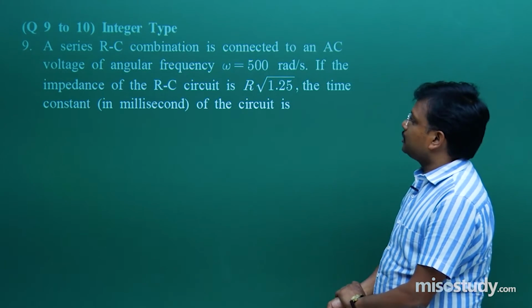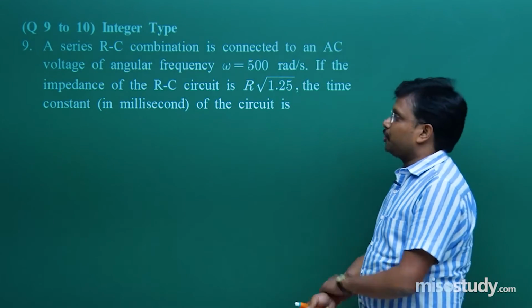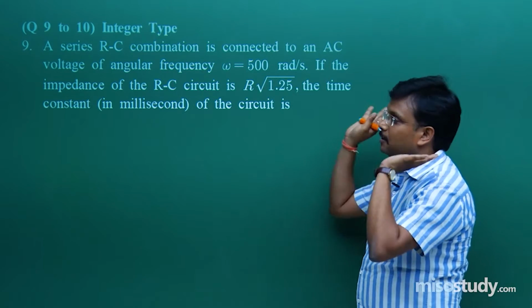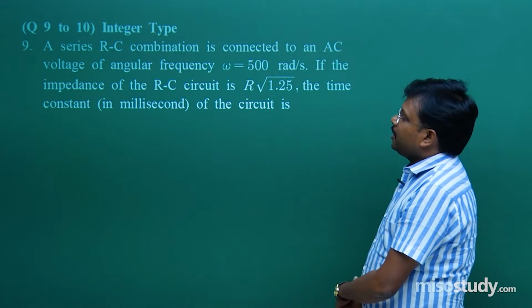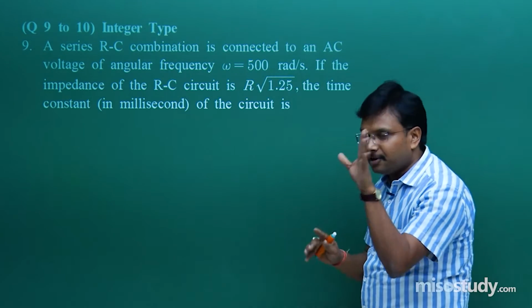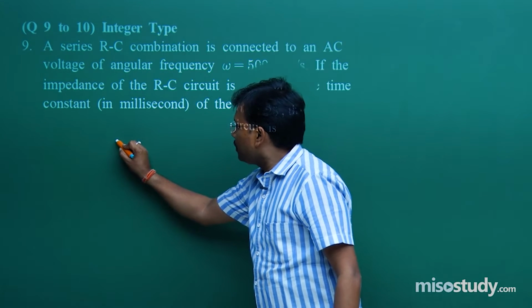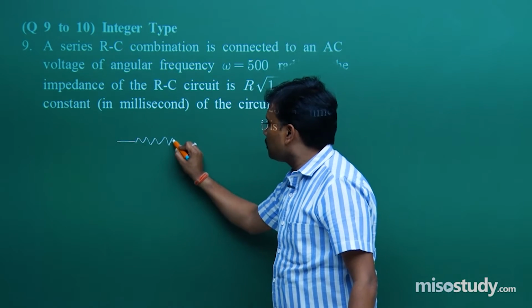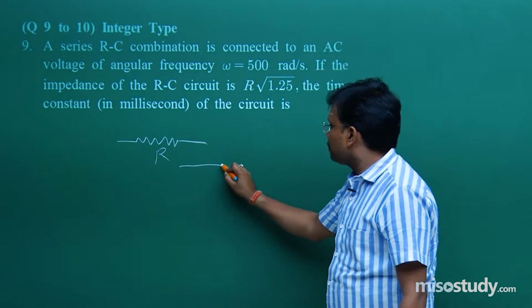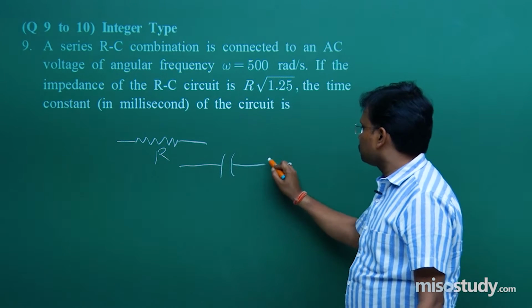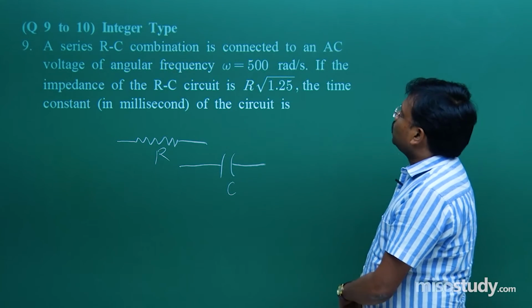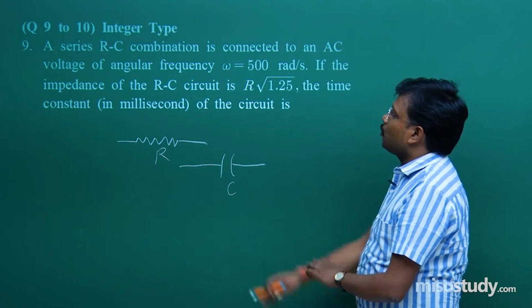So with this simple suggestion, let's start this question. As such, no option is given, so you have to solve this question from initial. A series RC combination. Imagine the situation. RC means resistor and capacitor. So this R and this C. Okay, no problem. Series means back to back they are connected to an AC voltage of angular frequency omega.